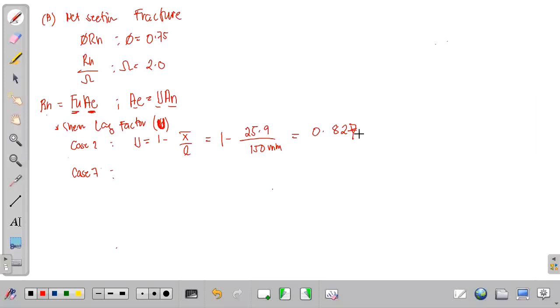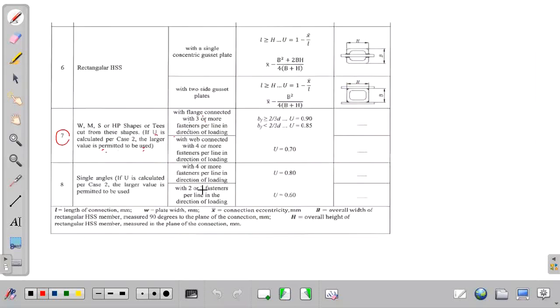Okay? This is not our final answer since we need to compare our capital U dito sa case 7. So, isolve muna natin yung case 7 and whichever is higher, yun yung magiging shear lag factor natin. Sabi sa case 7, with flange connected with 3 or more. So, flange nakakonect yung ating bolt, kaya ito yung kukunin natin. Pagka web naman nakakonect yung bolt natin dito sa baba, ang U natin is 0.7.